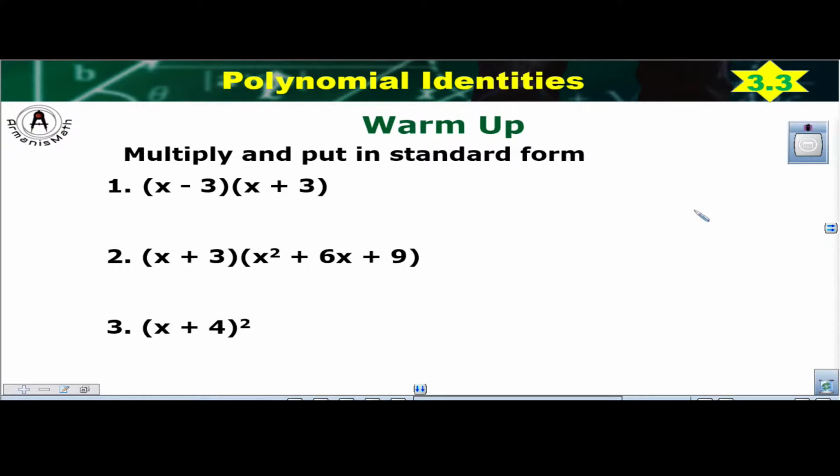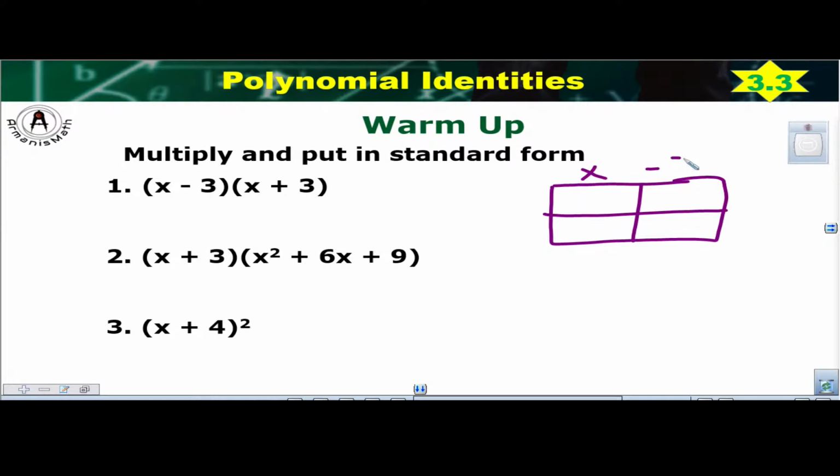Here we go. Daniela is suggesting that I create a box, and that's what I would do. You could use a different method. This is probably the best. And x minus 3, x plus 3. X times x is what? Can somebody tell me? X times x.